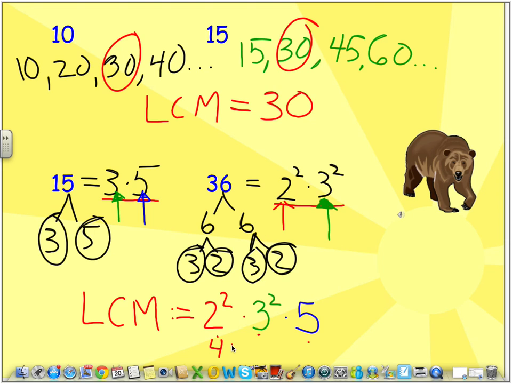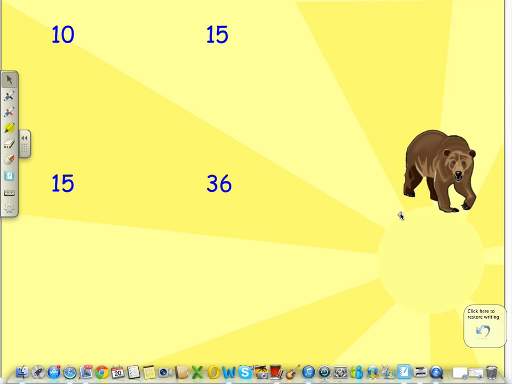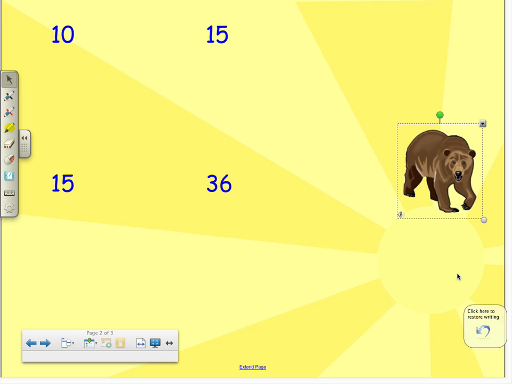This gives me 4 times 9 times 5, or 4 times 45, which would be, anyone? 180. So my LCM is 180 because I'm running out of space over there. Okay, let's see what our bear has to say about this. He might be mad. I couldn't quite tell on that one.